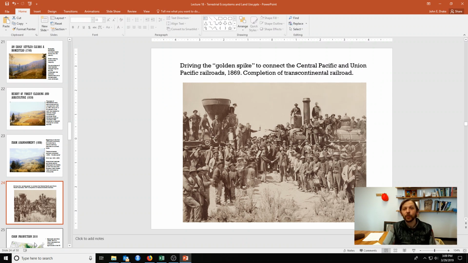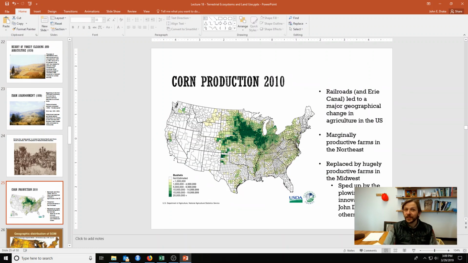This is an example of some of the things that were happening in the country at the time. This is a photo of the golden spike that was used to complete and connect the Central Pacific and the Union Pacific Railroads in 1869. That completed a transcontinental railroad system for the United States and signified this broader change about the transportation of people and goods across large landscapes. This is one of the reasons that people left farming in the Northeast.